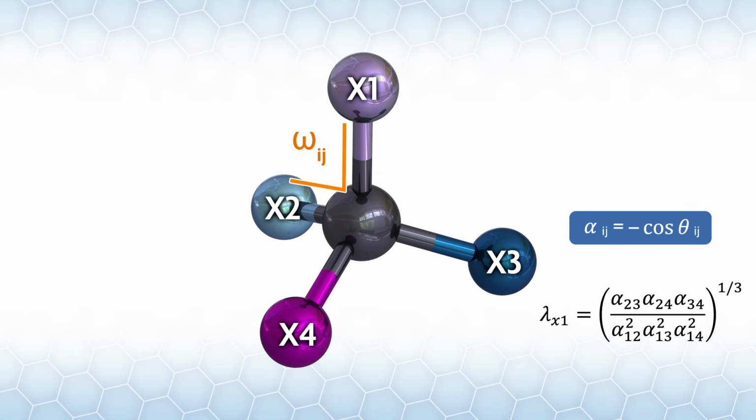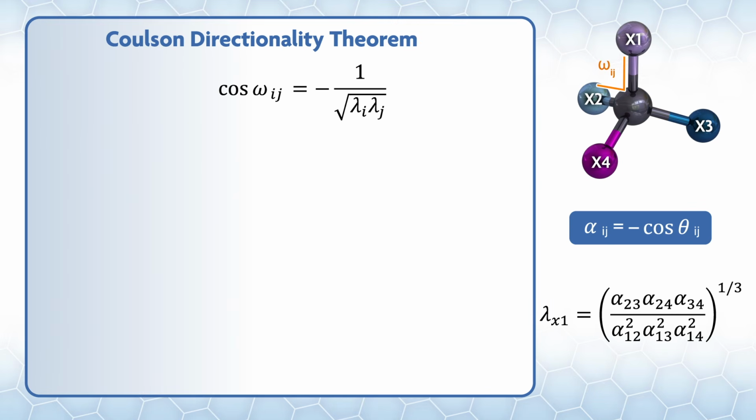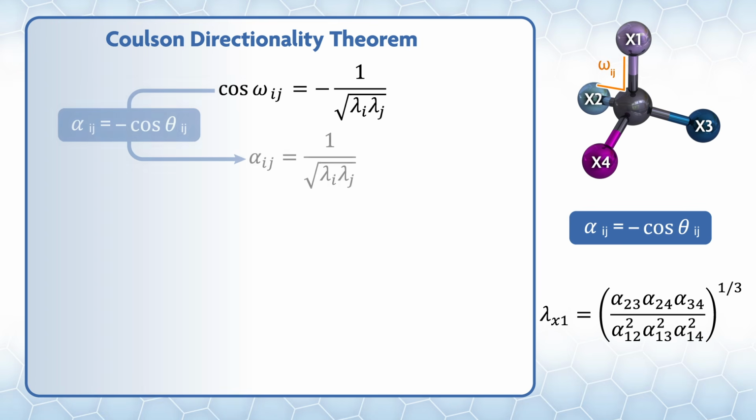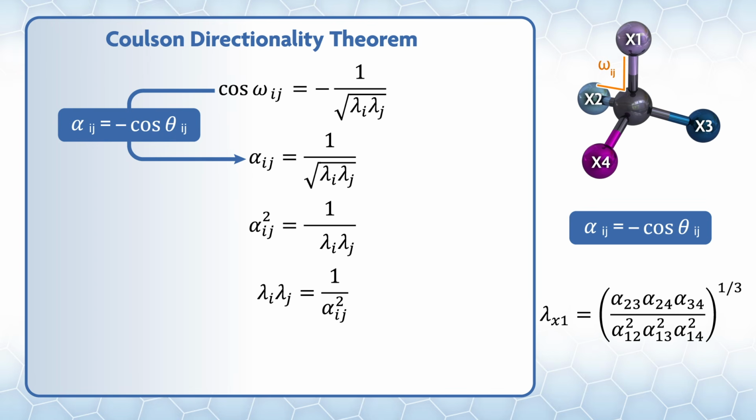To get this equation, consider that for the Coulson directionality theorem, cosine omega ij equals negative 1 over the square root of lambda i times lambda j. Substituting with alpha ij equals negative cosine omega ij gives this. Rearranging and squaring gives this.